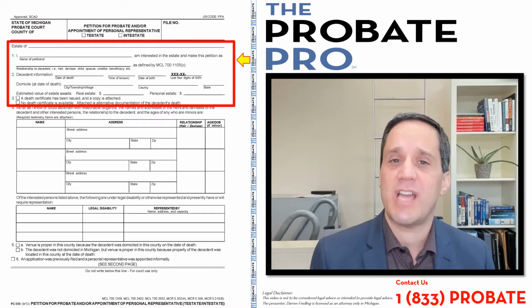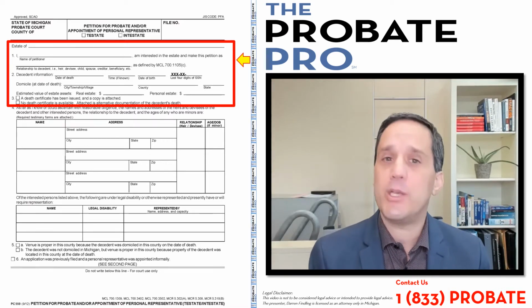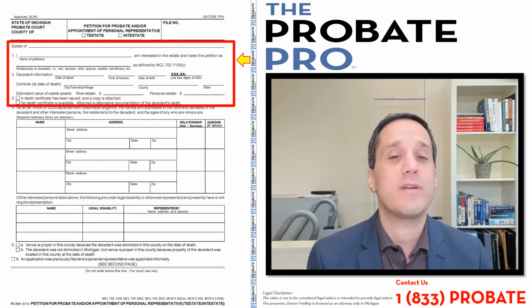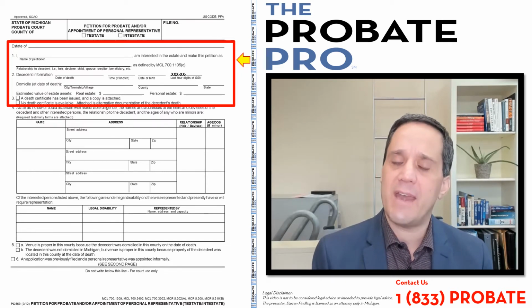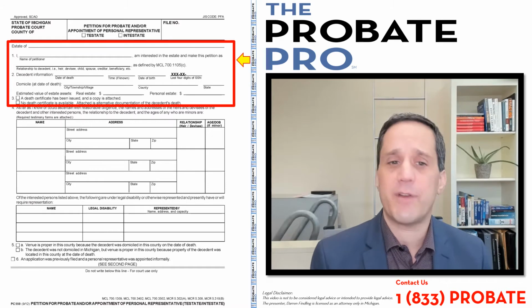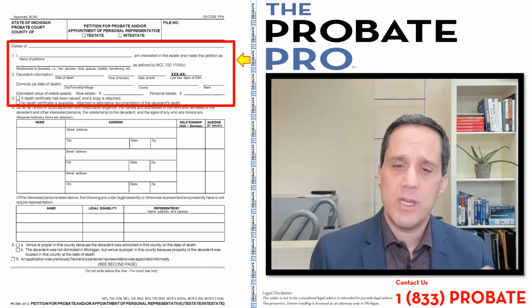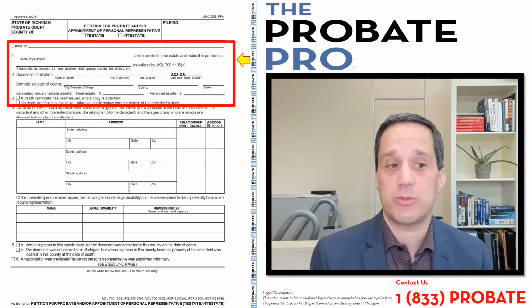Again, the next section simply identifies what is your relationship to the decedent. Maybe you're the surviving spouse. Maybe you're nominated in the will as the personal representative. But again, that standing to be able to be the petitioner is defined under MCL 700.1105(c), as well as other court rules. So again, understanding the standing and your right to file is really critical.